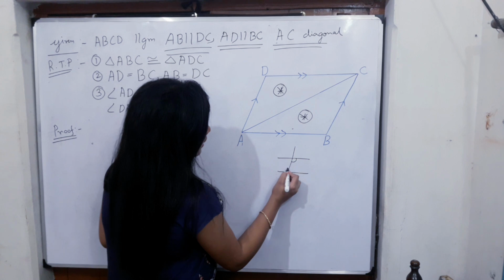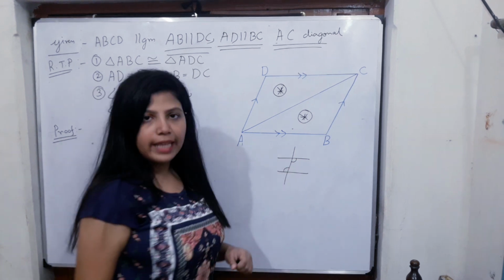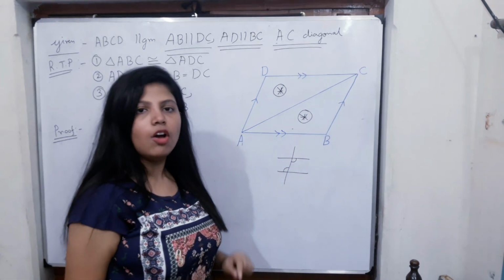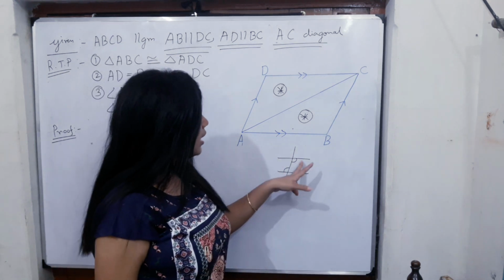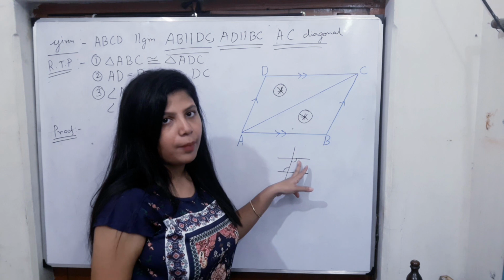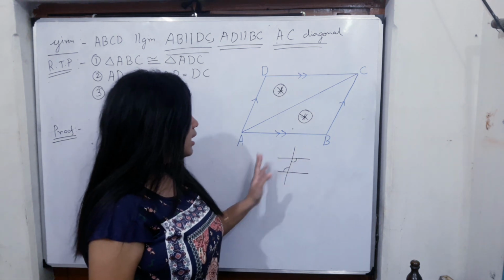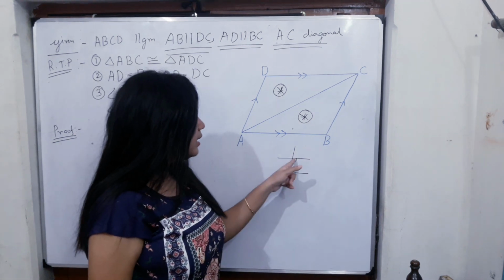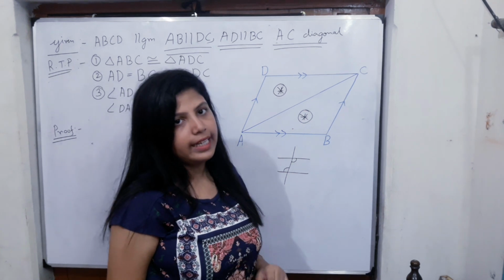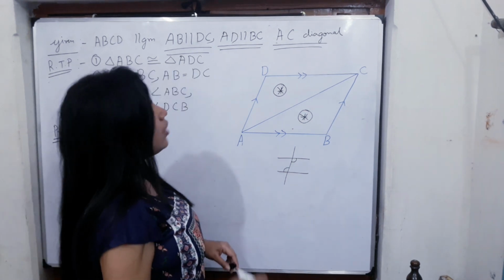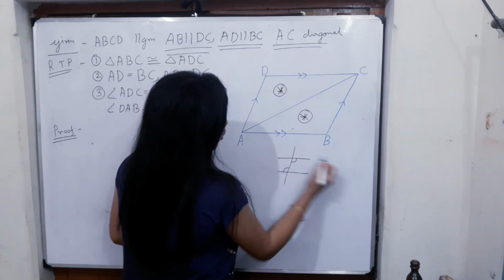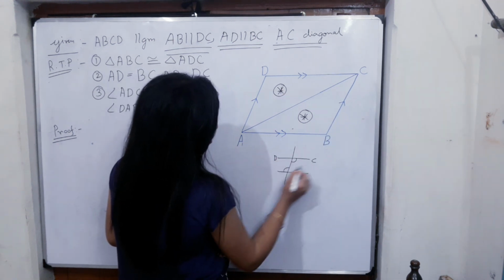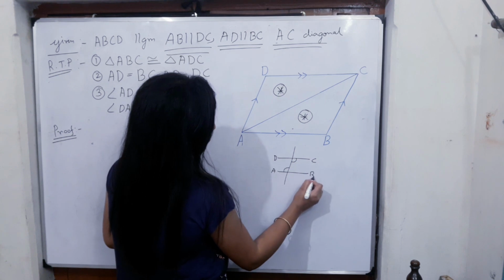what are these angles called? You know that these two angles are called alternate angles. That means if one angle is on the inner side of one part and another one is on the other side, then these two angles are called alternate angles. So similarly, if I observe here DC and AB, suppose I have taken them like that, DC and AB here.